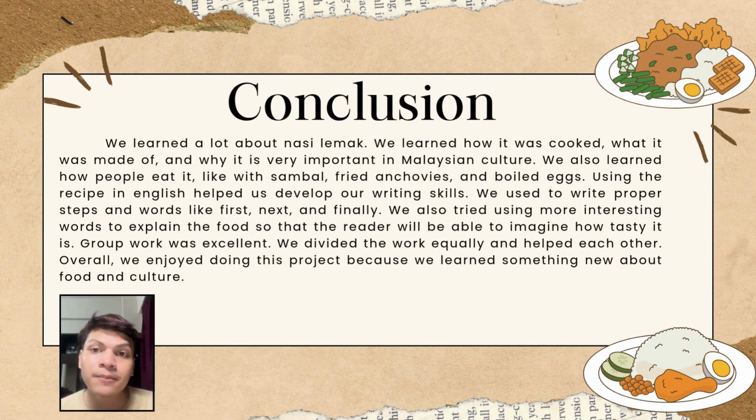And for the conclusion, throughout this project, my team learned a lot about nasi lemak. We learned how nasi lemak was cooked, what nasi lemak was made of, and why it is very important in Malaysian culture. We also learned how people eat nasi lemak, like with sambal, fried anchovies, and boiled eggs. Using the words in English helped us develop our writing skills. We learned to write proper steps and words like first, next, and finally. We also tried using more interesting words to explain the food so that the reader will be able to imagine how tasty it is.